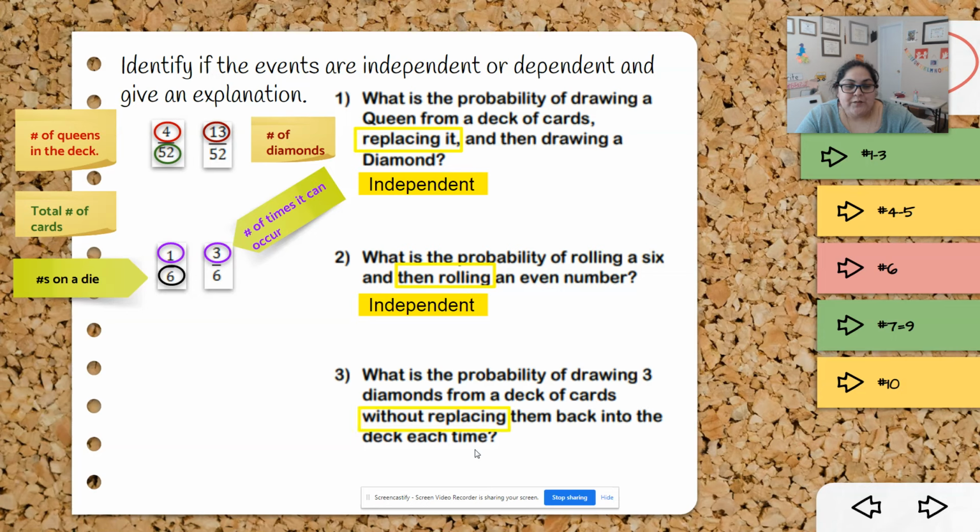All right, next one. Without replacing, what is the probability of drawing 3 diamonds from a deck of cards without replacing them back into the deck each time? Okay. So that means that I'm changing the number of cards I have total. And that's why it's dependent. The first thing would be there's 13 total diamonds out of 52. The next time, if I take a diamond and I'm keeping it, then that means there's 12.